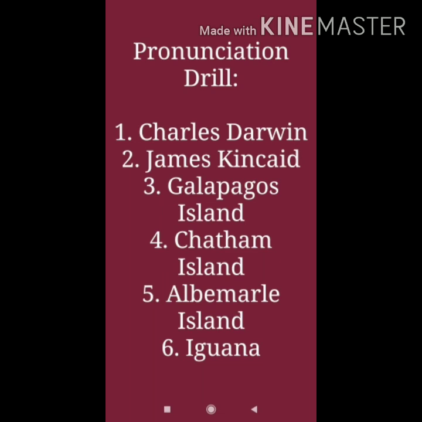Here are a few words. The first one is the name of a person, Charles Darwin. Next is, again, an assistant to Charles Darwin, and his name is James Kincaid. Third, Galapagos Island. Galapagos. Next is Chatham Island. Chatham Island. Fifth one is Albemarle. Albemarle Island. And the last one is iguana. Iguana. Please, it's my humble request, rewind the video and hear the pronunciations once again.